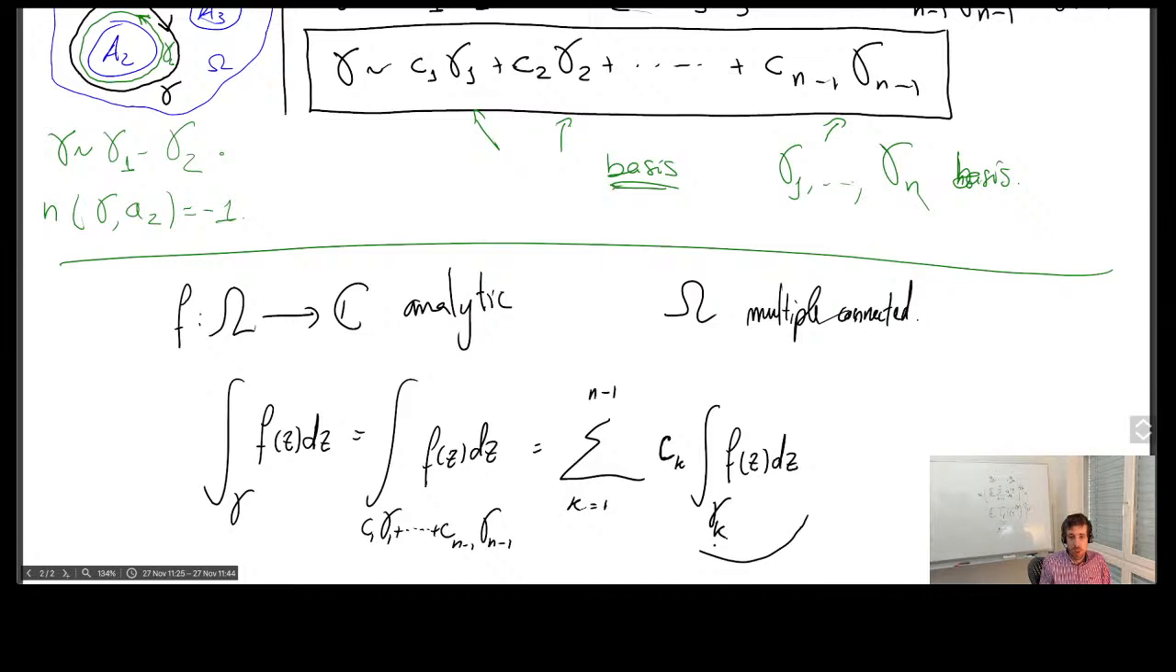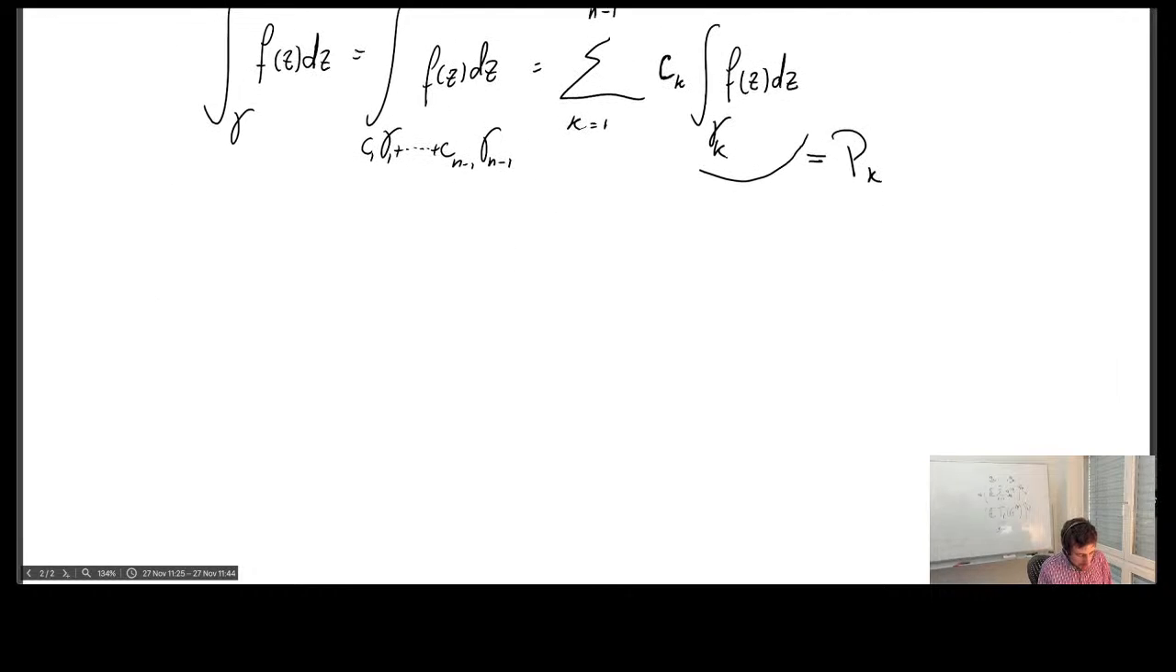So the dependency of an integral with respect to gamma is linear in a way, right? It depends only linearly on this coefficient ck. That's where this algebraic structure is coming from. And so let's call this the period of the function. Let's call this pk, the periods of f, which is, when I integrate around a hole, how much do I get? And so in particular, the integrals around a curve are always an integer linear combination of the periods. Okay?